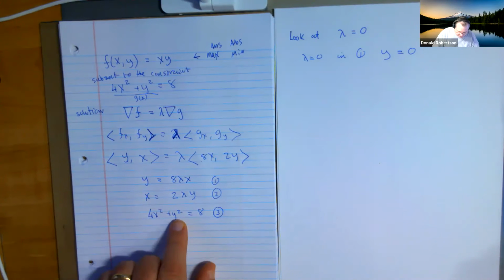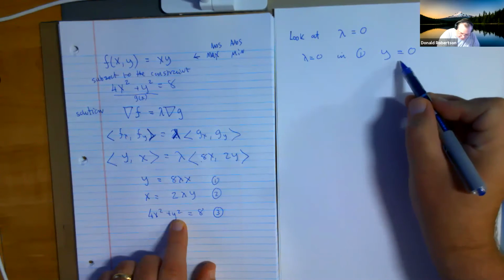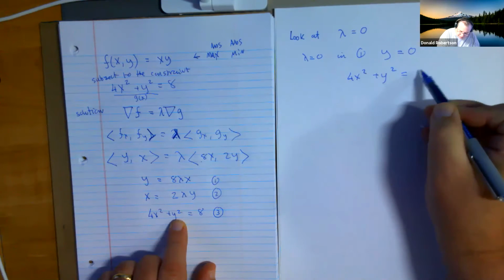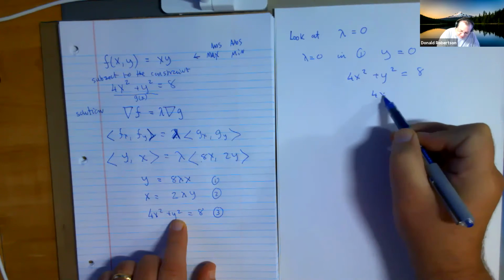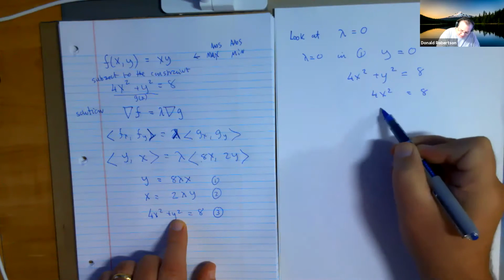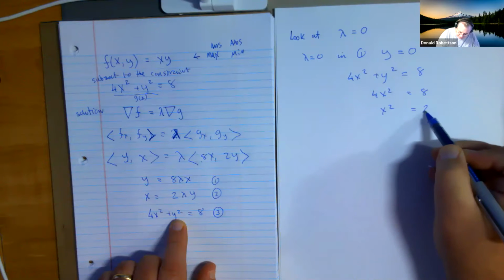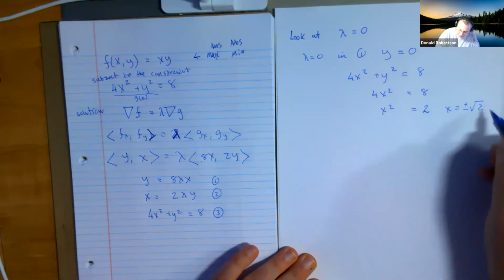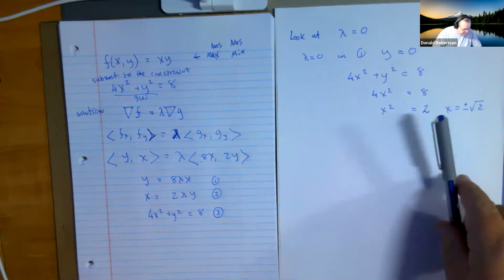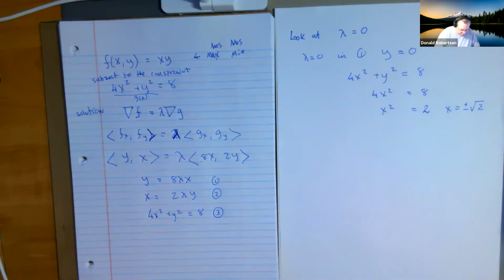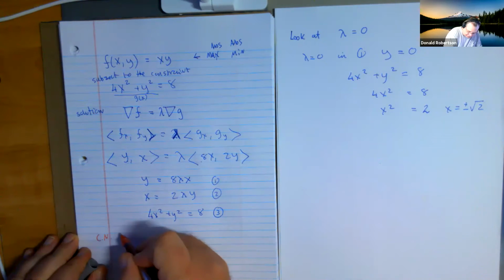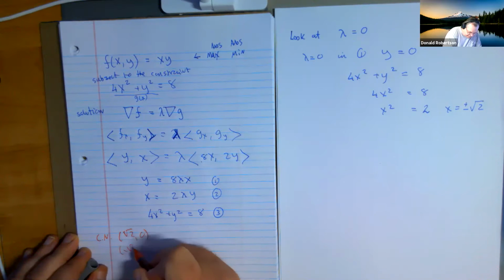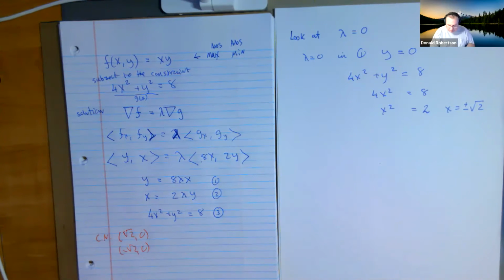Now, if you go down to the constraint, when y equals 0, 4x squared plus y squared equals 8. That makes 4x squared has to be 8, so x squared has to be 2, which means that there are 2 choices. So I'm going to keep a little hit list over here of places I need to look: root 2, 0, negative root 2, 0. Okay, that works.